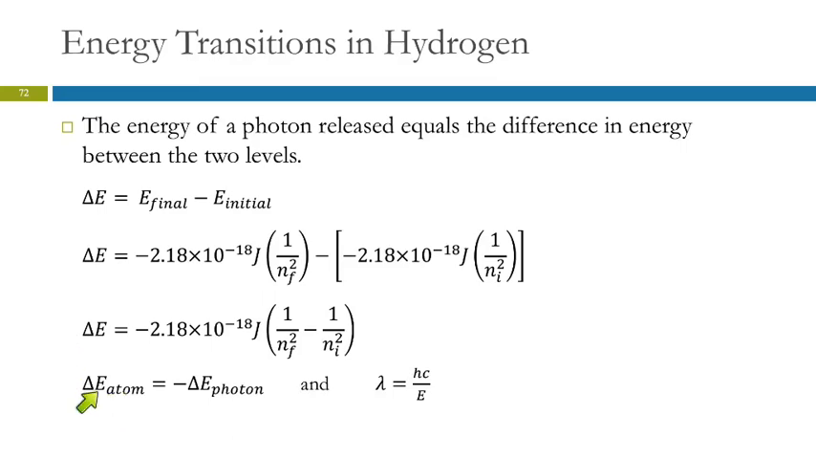So the change in energy for the atom is going to be equal to the change in energy for the photon, but the sign will be opposite, because if the atom loses energy, then the photon gains energy, right? So one's going to be positive and one's going to be negative. And we also have this relationship. The wavelength is equal to hc over the energy. We saw that earlier as E equals hc over lambda. If we know the energy, we can calculate the wavelength.